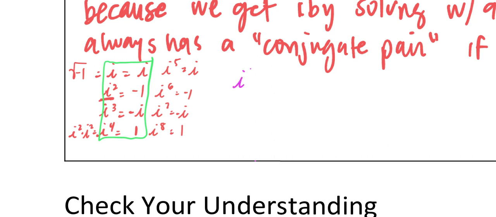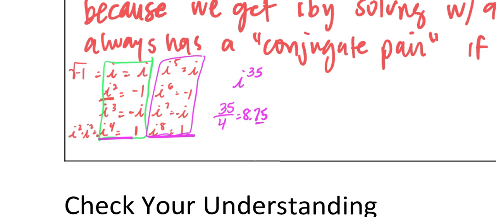Now, let's say I wanted to find i to the 35th. You could count it out all the way to 35, but an easier way to do it is, we know we have groups of 4, so just count how many groups of 4 there are. So do 35 divided by 4, and we get 8.75. That means we have 8 groups of 4, and then 3/4 of the next group, like 75% of the next group.